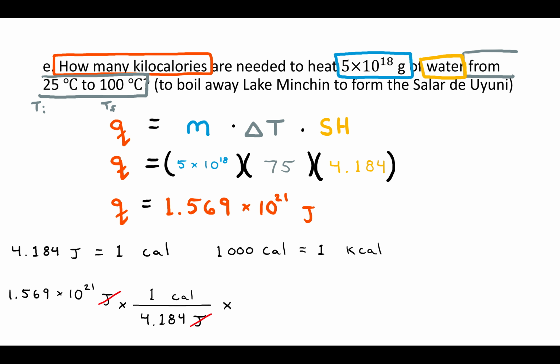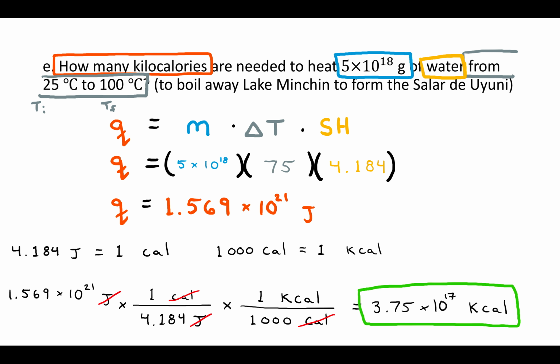Every time you do a conversion, write a multiplication sign, write a fraction bar, and the units on top go on the bottom, so they'll cancel out. Fill that fraction in with your conversion factor, so next to calories is going to go 1,000. Going over the fraction bar is like going across the equal sign, and on top, you'd have 1 kilocalorie. Calories cancel out, you're left with kilocalories, which is exactly what you want. And plugging this in a calculator, you'd put in parentheses 1.569 times 10 to the 21st, close the parentheses, times 1, enter, divided by 4.184, enter, times 1, enter, divided by 1,000, enter, and you should get 3.75 times 10 to the 17th kilocalories.